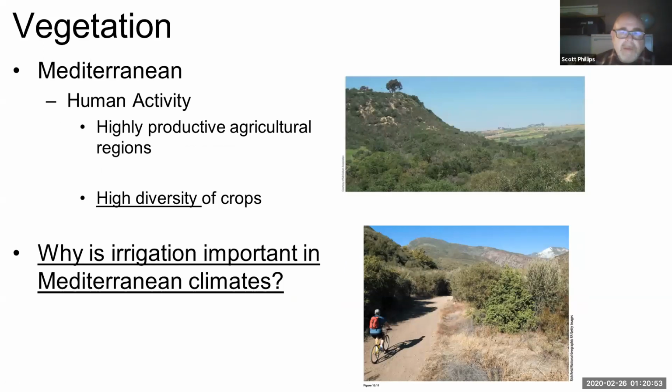Mediterranean environments can be highly productive agricultural regions and have a high diversity of crops. The dry summer allows things to grow well, including things like grapes and almonds, which are kind of uniquely Californian crops. However, irrigation is very important because of the timing of the growth. Because Mediterranean climates have dry summers, summertime is when we need irrigation the most.